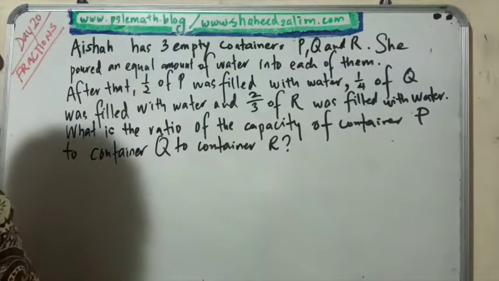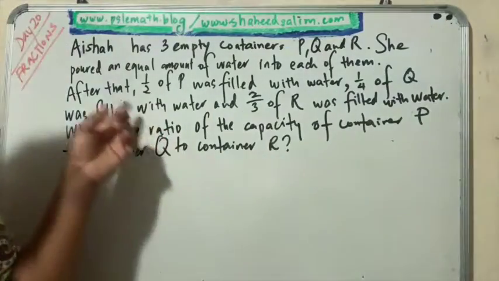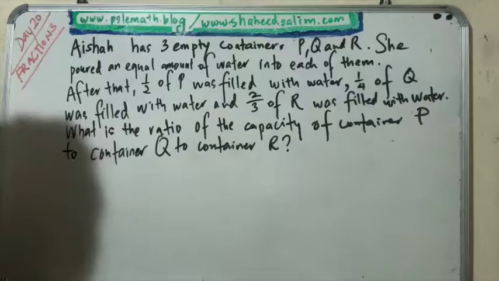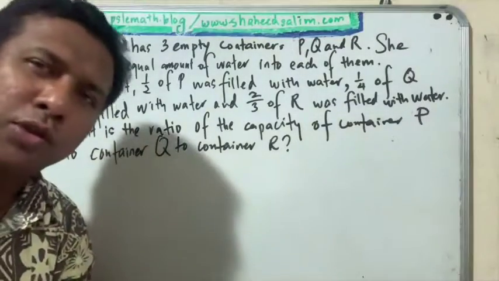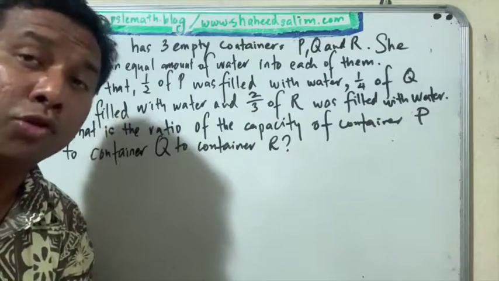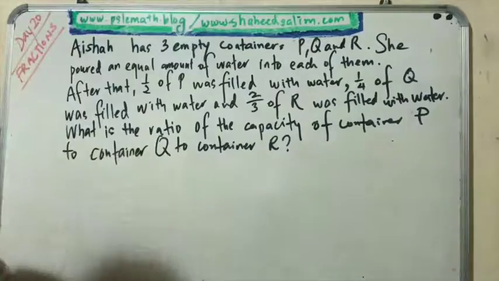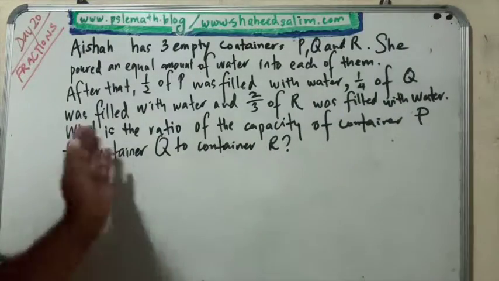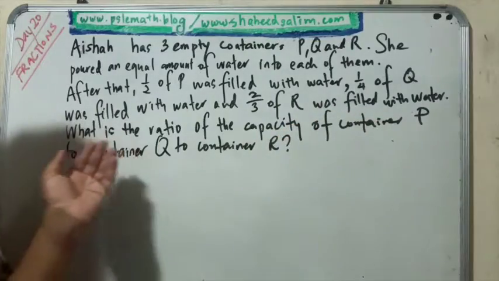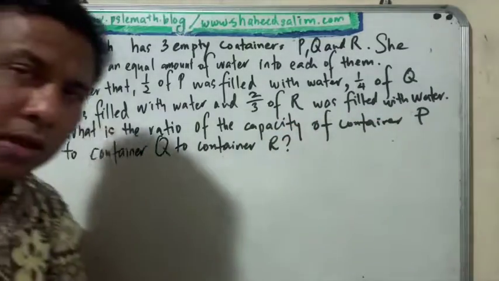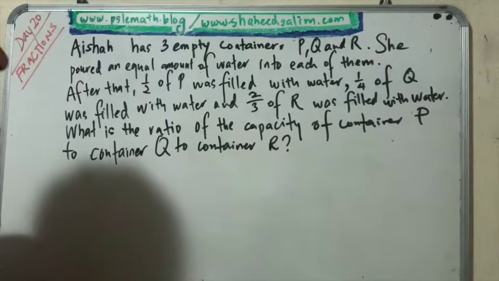What is the ratio? Oh, it's also a ratio question. It's a combination of a fraction question and a ratio question. And you know that ratio and fraction, there's some relationship between them. Alright, they're sisters or brothers. And the question wants to know what's the ratio of the capacity of container P to container Q to container R. So how do we do this question?